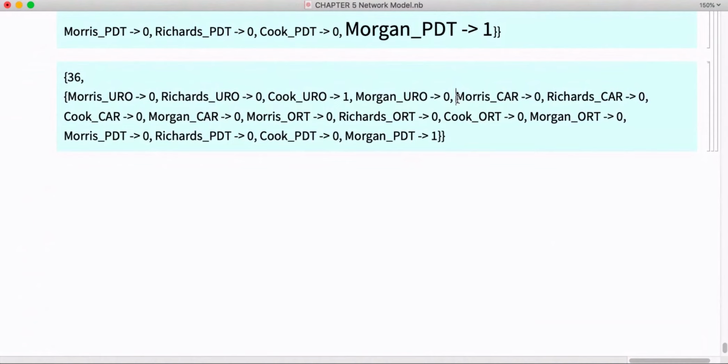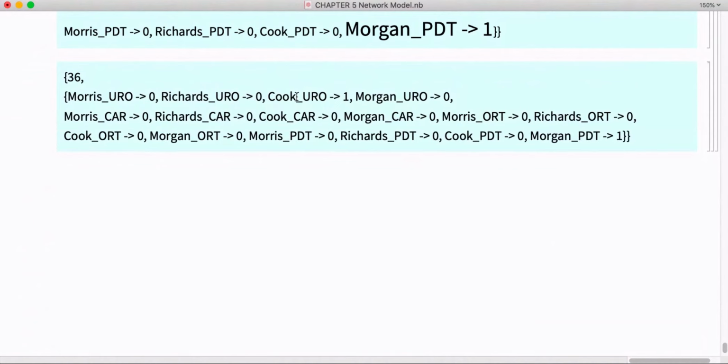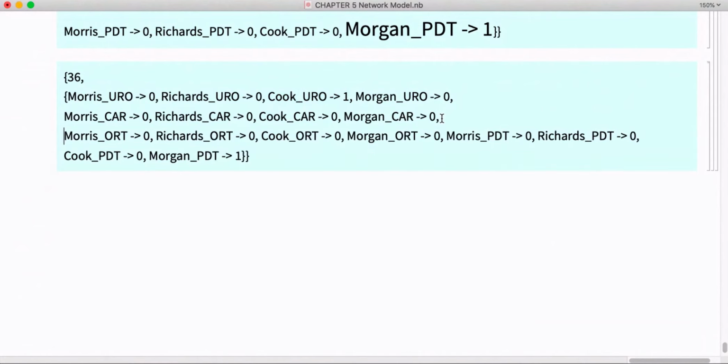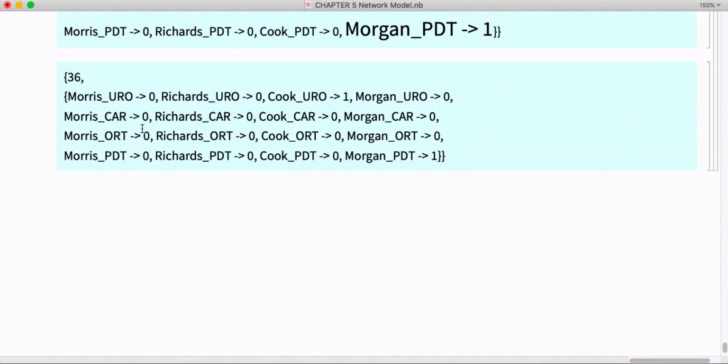I go on to urology. Cook goes to urology. I go on to cardiology. Nobody goes to cardiology. I go on to orthopedics. Nobody goes to orthopedics. I go on to pediatrics. Only one nurse goes here and another nurse goes there. The problem is solved. Are you happy with the answer?